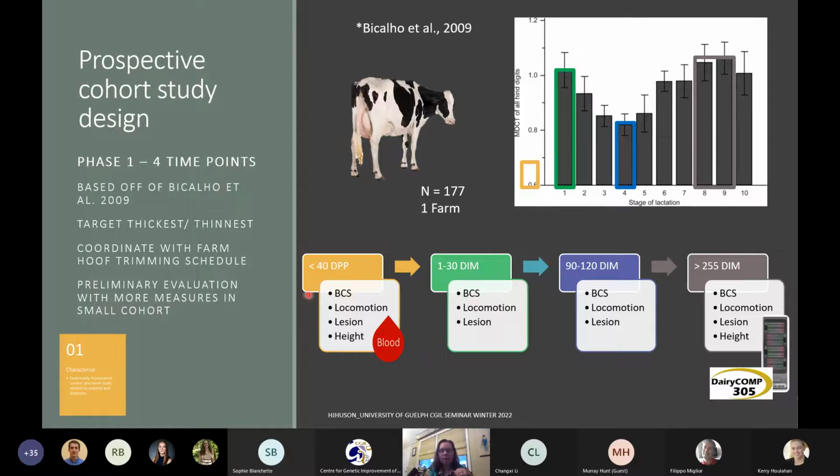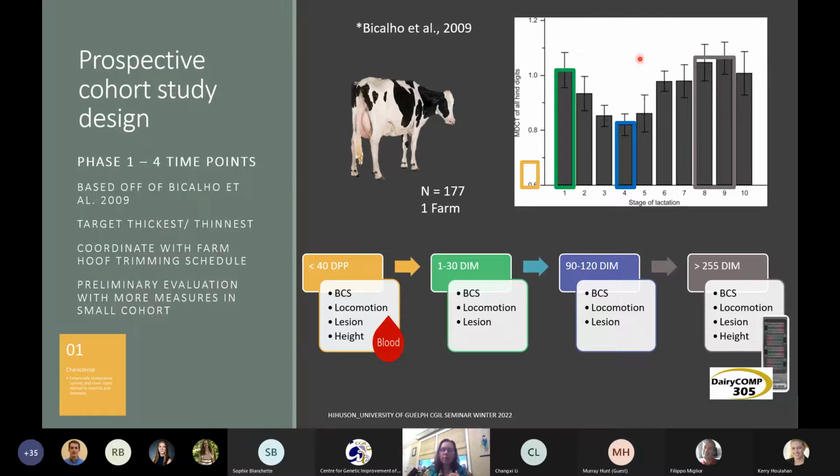So bottom line, we had one time point while they're dry, roughly 40 days prepartum. The next time point was after they had calved, within that first 30 days of calving. And then we went on to later in lactation, 90 to 100 days. And lastly, we looked at near the very end of lactation, basically into dry off again. So these are the time points that we collected ultrasound measures. We also had our blood sample for genetics, plus we had things such as the body condition score, locomotion, lesions that had occurred, as well as animal height. So these are all the different measures we pulled.